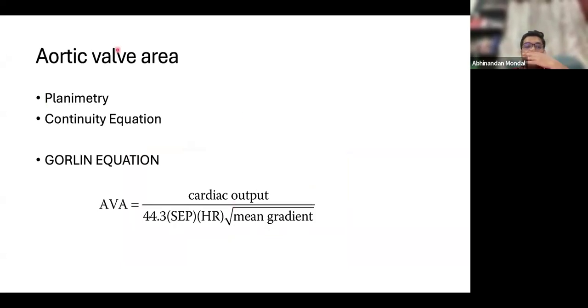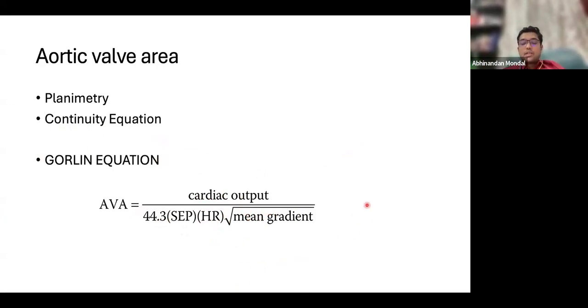So the aortic valve area. For aortic valve area, there are three possible formulas that we follow. Number one is planimetry, number two is the continuity equation, and number three is the Gorlin equation. I have mentioned the Gorlin equation separately because it is a catheter-based parameter, where cardiac output is divided by 44.3 into systolic ejection period into the heart rate and root to the power mean gradient. That is your catheter-derived mean gradient.